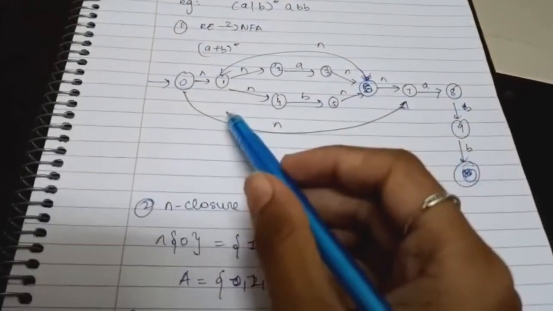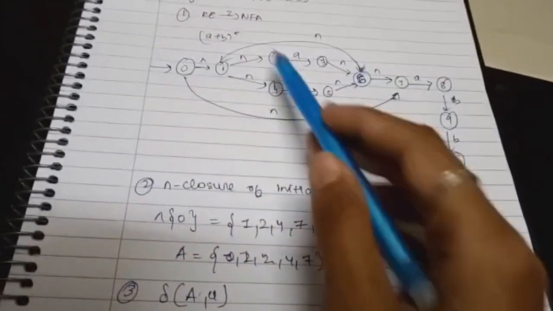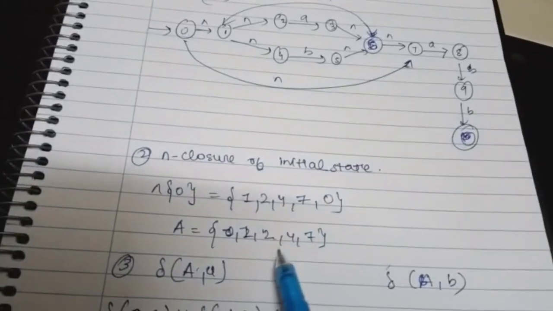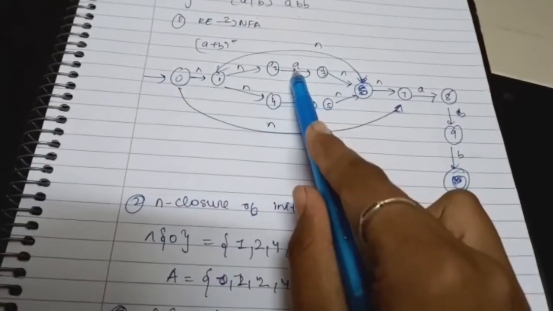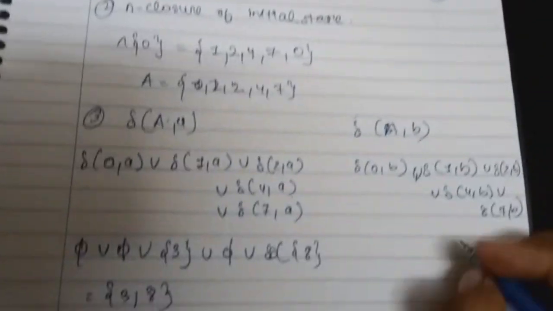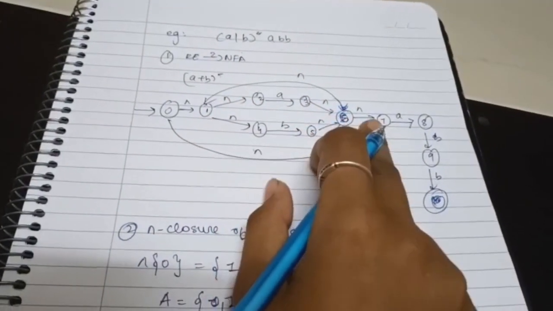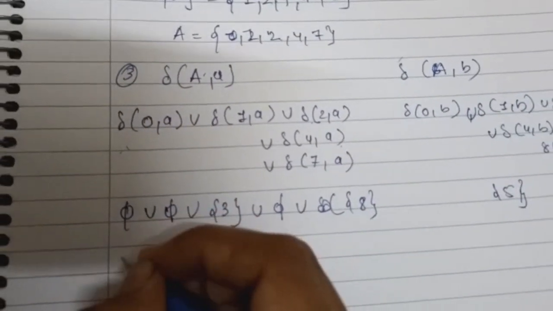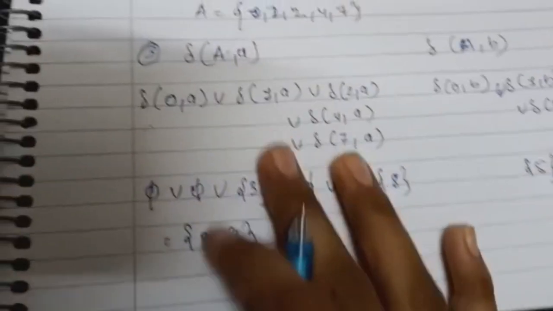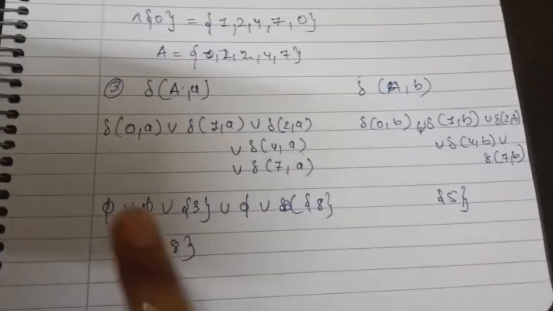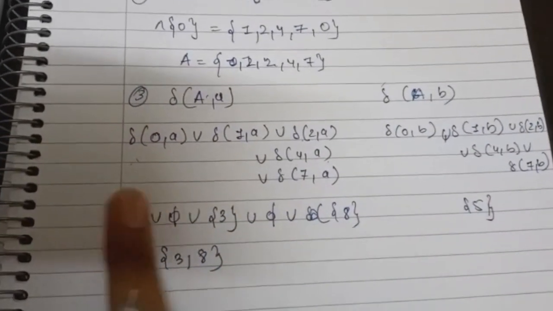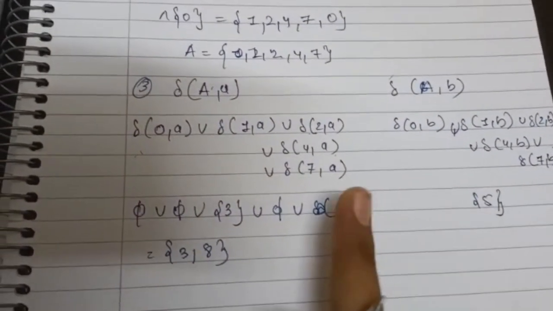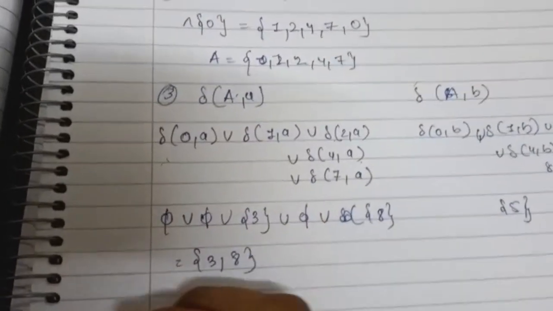Similarly, let's check for B. So 0 comma B, no. Then what we have? 1. 1 comma B, no. 2, 4 and 7. Let's check for 2. No. For 4 it is 5. So 5. Then 7, no. Okay, so only 5. Let's name them as resulting sets. Now we need to find the null closure of these resulting sets in the step 4.